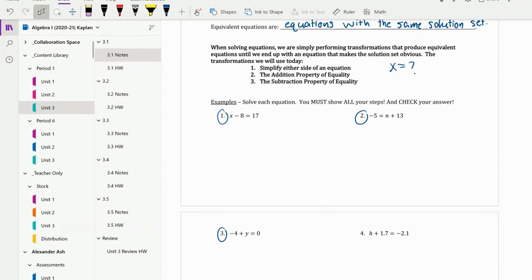Okay, so let's take a look here at number 1. It says for the example, solve the equation, and then also show all your steps and check your answer. That's going to be important.